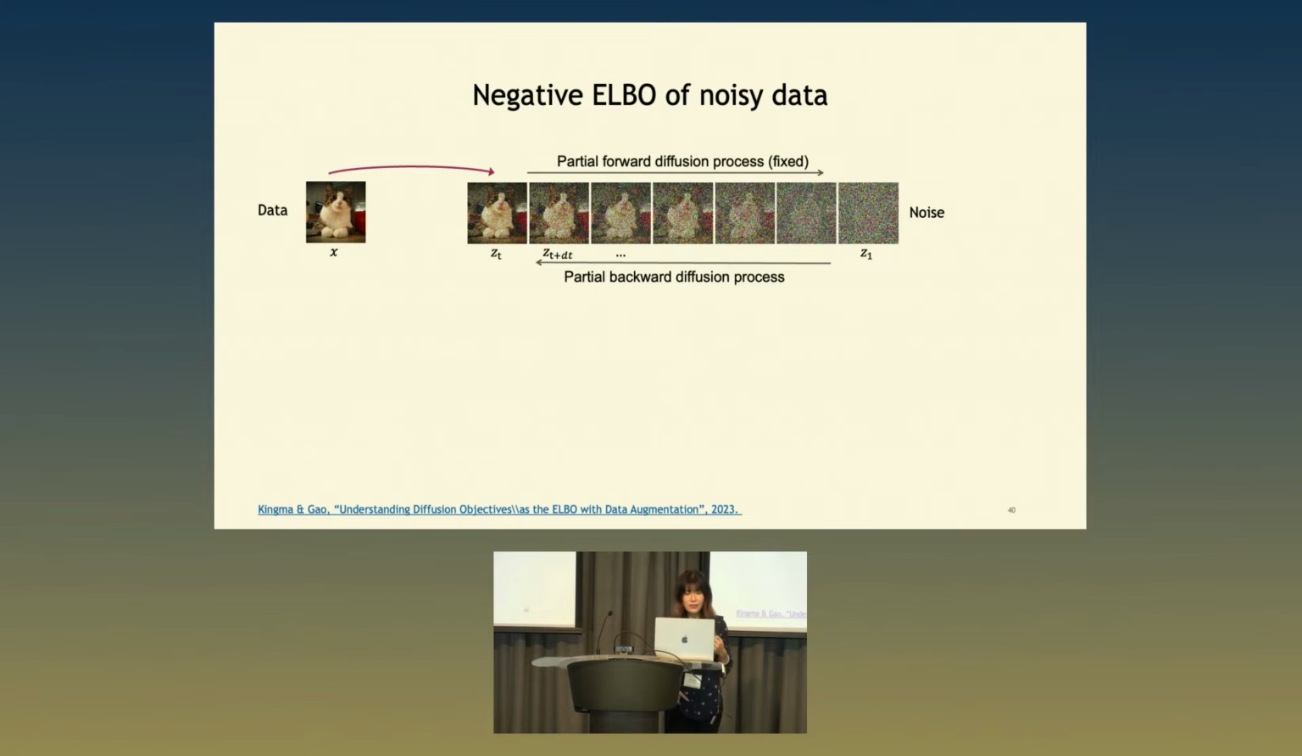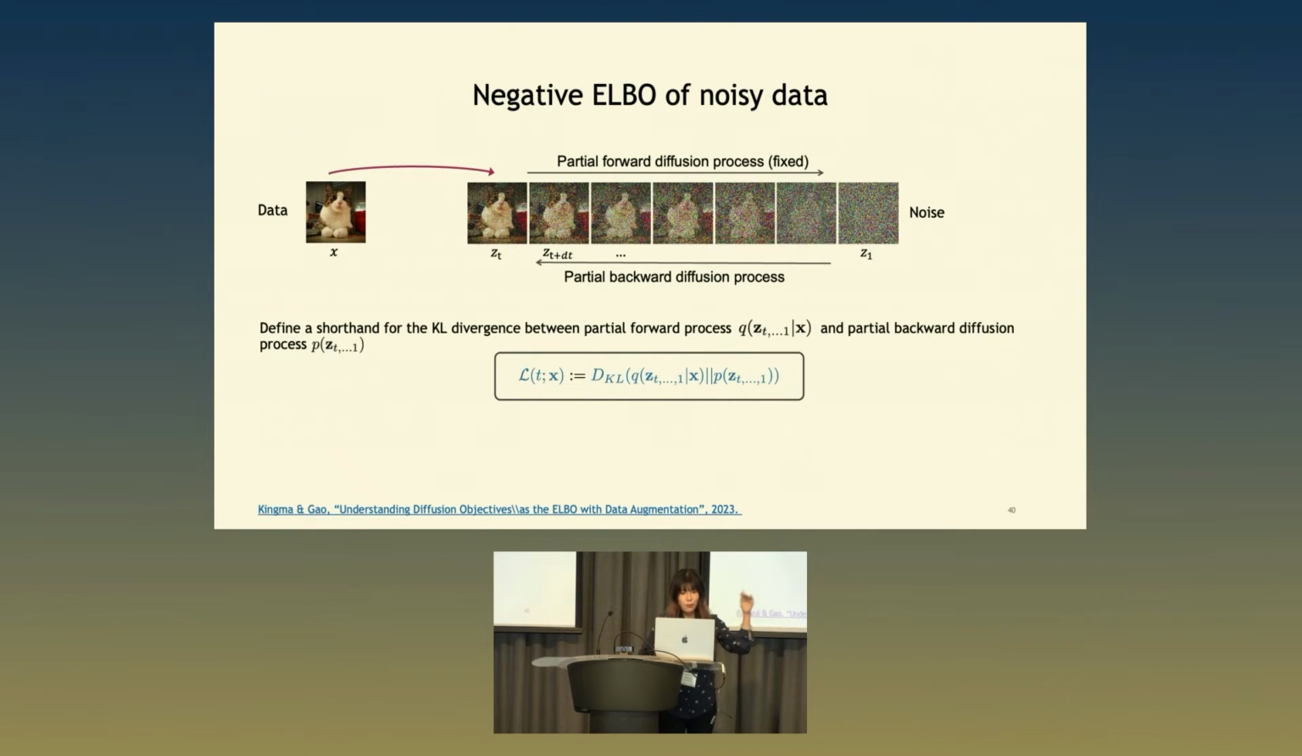First of all, I want to define a notation, which is the negative ELBO of noisy data. To be more specific, we assume we have a partial diffusion process where from the clean sample X, we directly jump to a ZT. This T is a randomly sampled time step. After that, we begin to build our diffusion models. So we have this partial forward diffusion process, which is the joint distribution q(z_t to 1 given x), and the partial backward diffusion process, which is just a joint distribution from ZT to Z1.